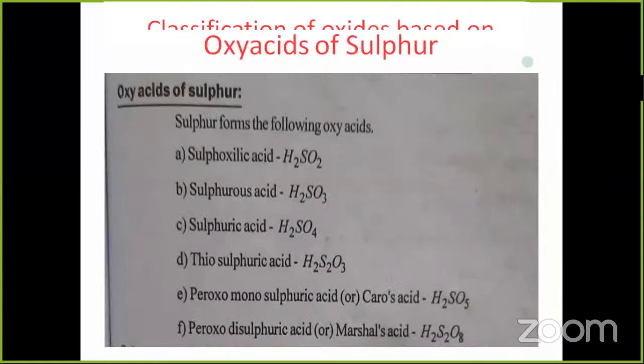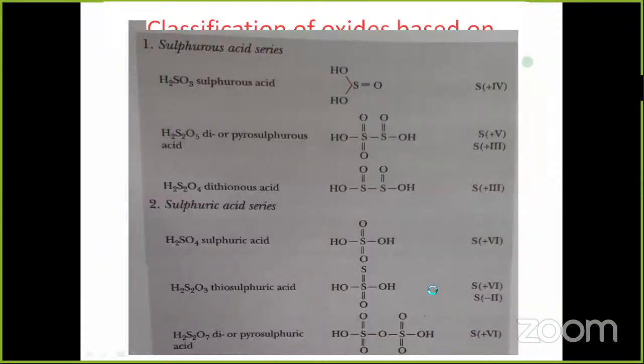Now come to the oxy acids of sulfur. These are the sulfur oxy acids: sulfurous, sulfuric, thiosulfurous, peroxy monosulfuric acid, which is Caro's acid, and Marshall's acid, H2S2O8. This is the actual classification, and it is very important.